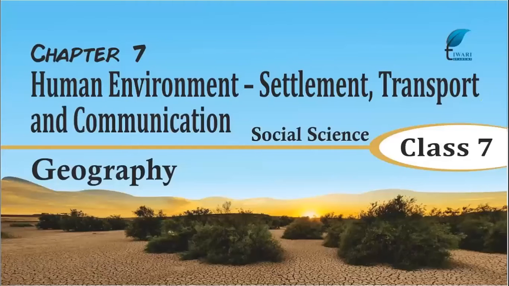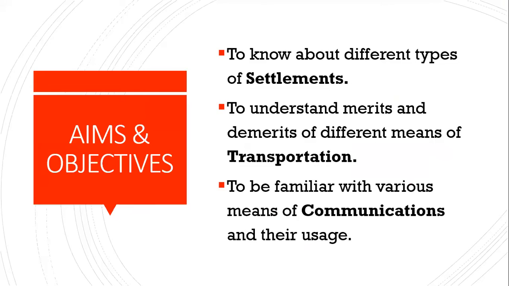So today we are going to study the seventh chapter of geography, that is human environment, which includes settlements, transport, and communication. What are we going to learn in this chapter? First of all, we are studying this chapter to know about different types of settlements. Secondly, to understand merits and demerits of different means of transportation. Third, to be familiar with various means of communication and their uses.